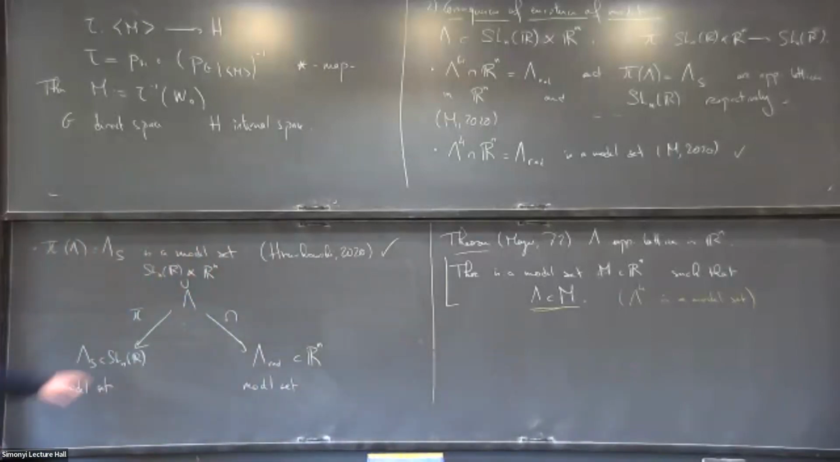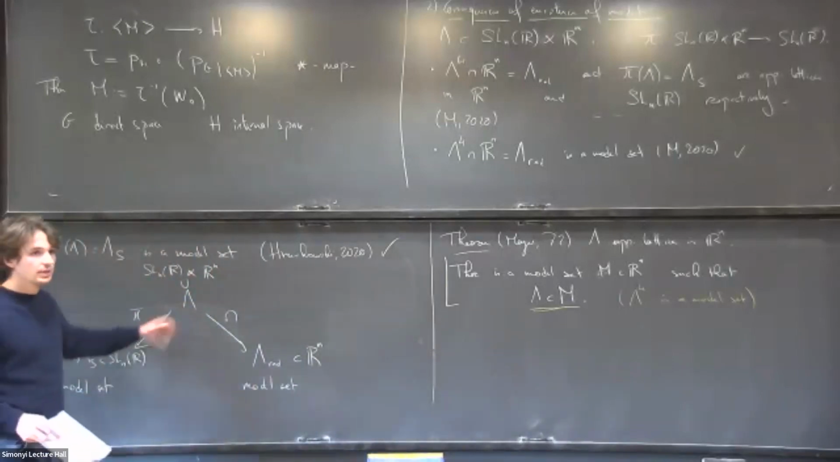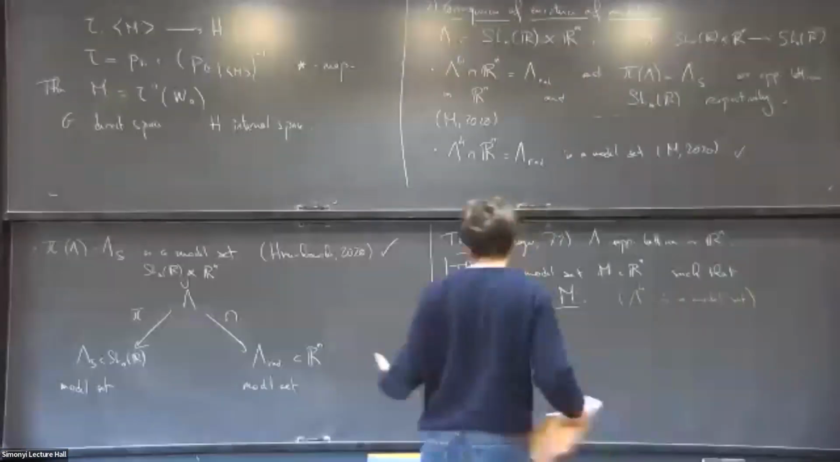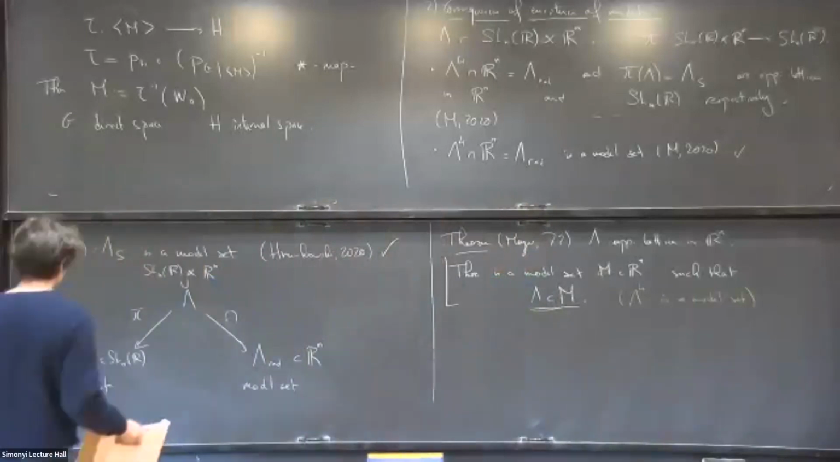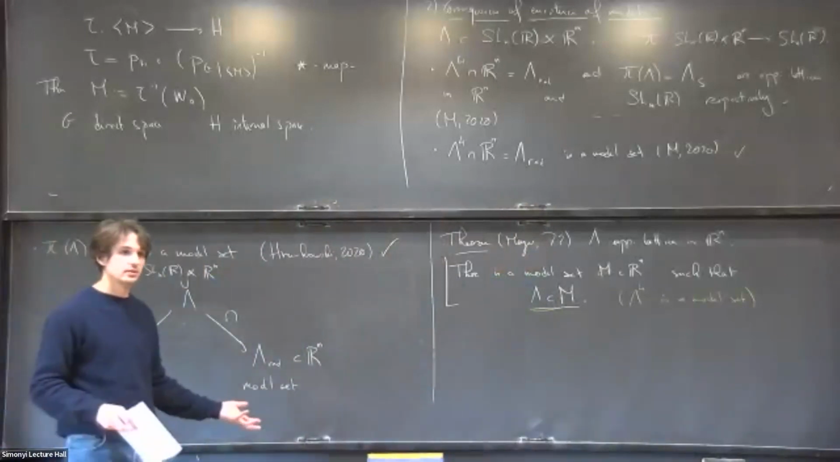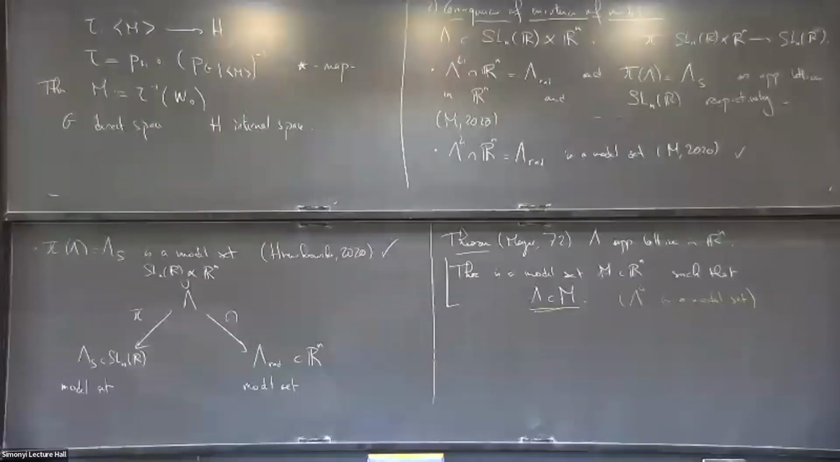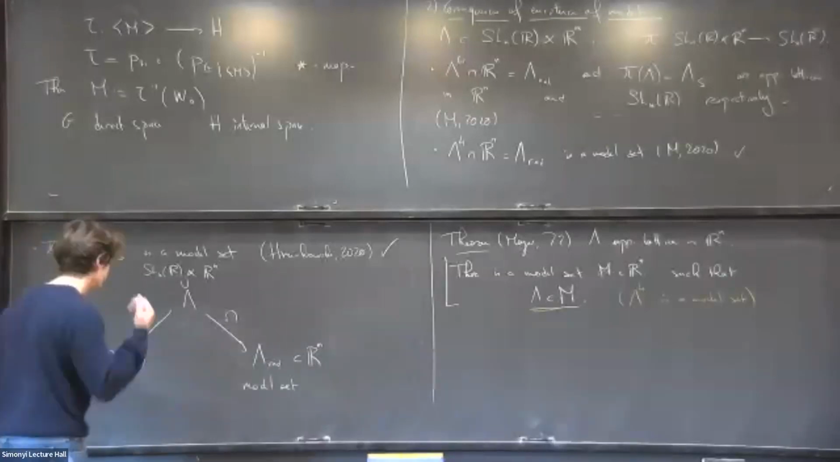So you want to understand whether your lambda is a model set, and what you can do is decompose it and look at two smaller approximate lattices, and you know that these two are model sets as well. Okay, so the only thing you need to do is to find a way to come back up. And that's where the cohomology is going to appear quite naturally.